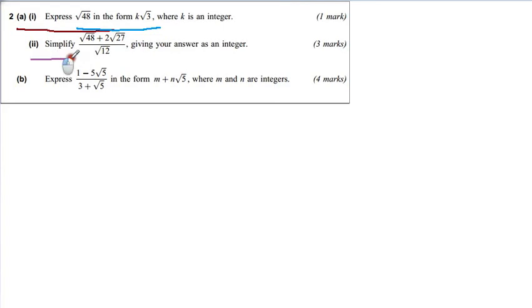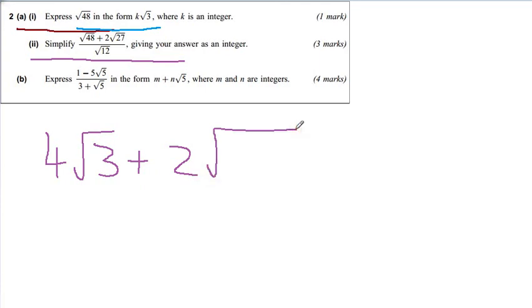So moving on, simplify this big ugly thing, giving your answer as an integer. Well, let's start off by writing it down a little bit more simply, if we can. We just worked out that root 48 is 4 root 3. So 4 root 3 on the top plus 2 lots of the root of 27. Now we're looking for a square number within 27. Well, the only things it's really divisible by is 9 and 3 anyway, and 9 happens to be a square number, so that works out well.